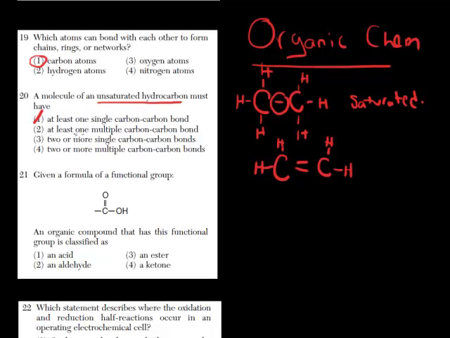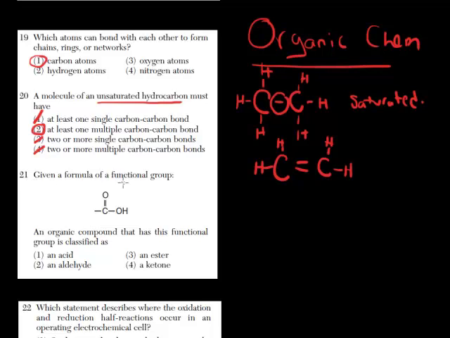You have to have at least one multiple carbon-to-carbon bond. Yes, that's what's required. If you had 2 or more single carbon-to-carbon bonds, just like number 1 is incorrect, 3 is also incorrect. And 4, 2 or more multiple carbon bonds are not necessary. You only need to have 1 in order to be unsaturated. So that answer is 2.